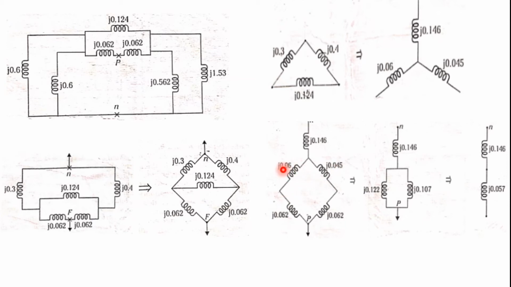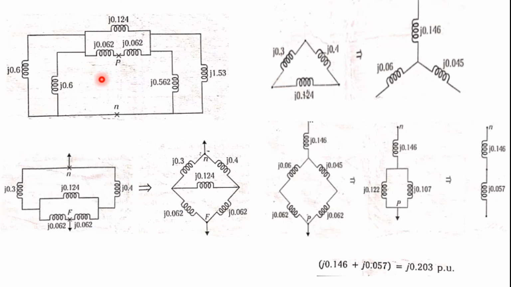These are series, and then the parallel combination. 0.06 and 0.062 will give 1.122. So this is the series. Again these two are connected in parallel, and we'll get 0.057. This is 0.146. Again this is nothing but a series combination. We'll get j0.203 per unit at the midway point of line B.